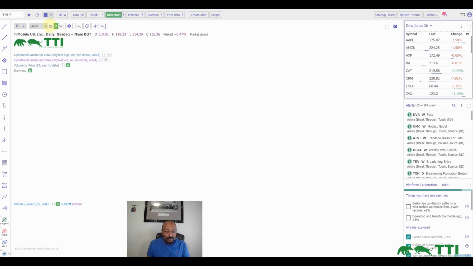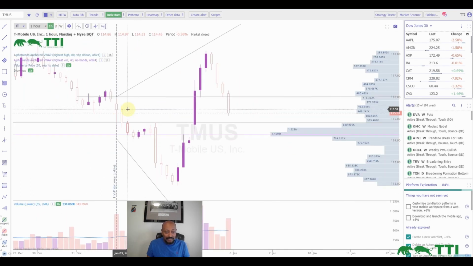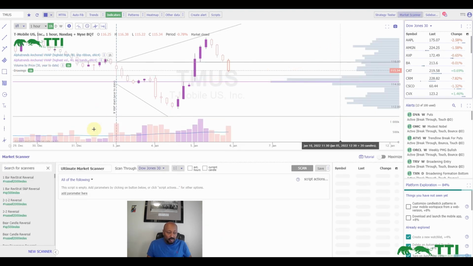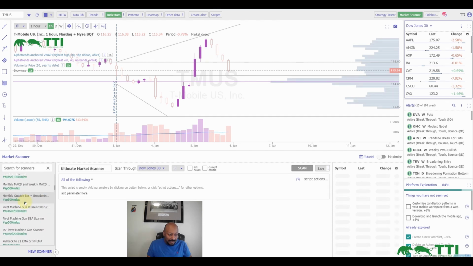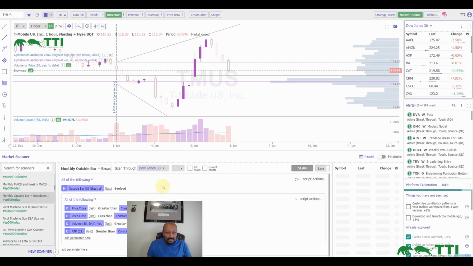And when you go to a lower time frame, then you can clearly see price making the lower lows and higher highs, and where do we find opportunities to trade. So this is how I look at all of my charts. And now going into the scanner, I can show you a strat scanner that I use, and I call it the monthly outside bar broadening formation, and I do it on the S&P.